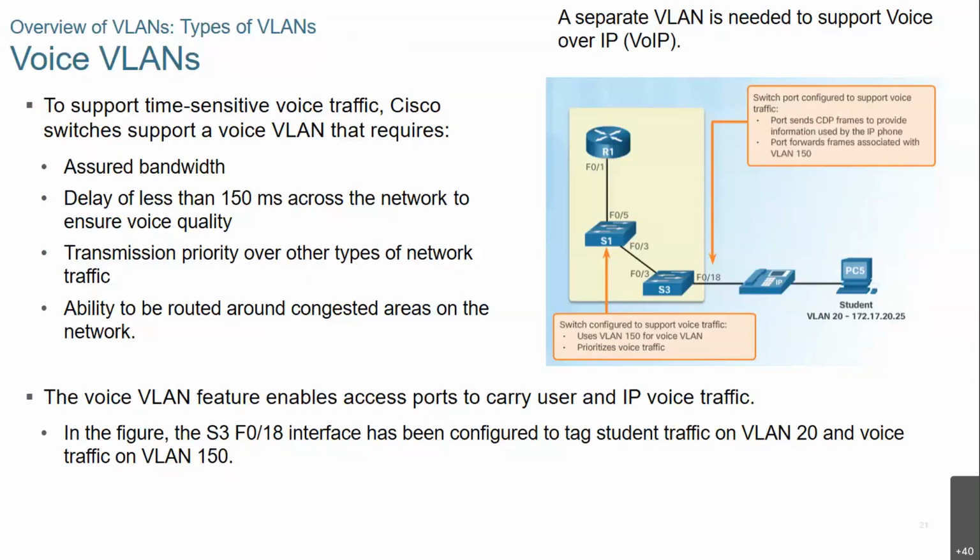Okay, so if you see here, we have the IP phone here, right? And then this PC is connected to it, and then these are connected to the switch. Now what happens here is that the switch here would know the different VLANs. If it gets a packet for VLAN 20, it will pass it to the PC, because the PC is in VLAN 20. If it gets voice, which is VLAN 150, it will send it to the IP phone.